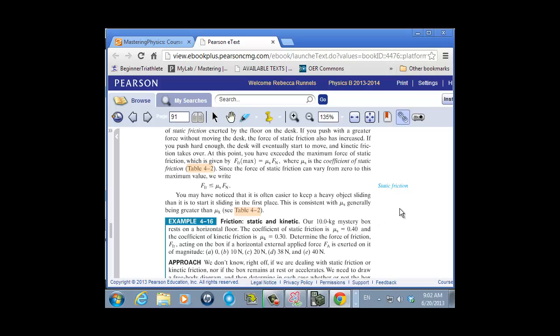Okay, so our 10 kilogram mystery box rests on a horizontal floor. The coefficient of static friction is mu s equals 0.40, and the coefficient of kinetic friction is mu k equals 0.30. Determine the force of friction, Fr, acting on the box, if the horizontal external applied force, Fa, exerted on it is of magnitude, and then we have 5 choices. We're probably not going to do all 5, but here's our problem.